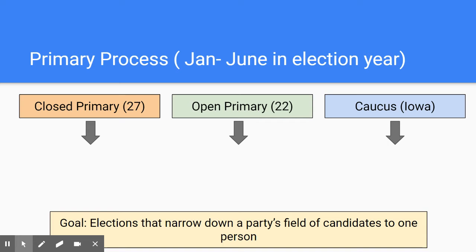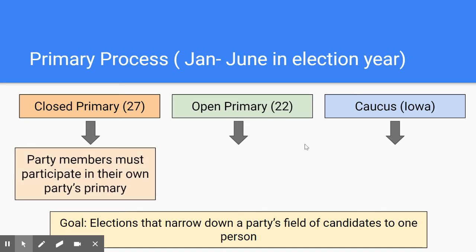So the goal was to narrow down a field so it's one for each party running against each other in November. 27 states have what's called a closed primary system, including Pennsylvania. This is when only registered party members can participate in their own party's primary. So only Democrats could vote in the Democratic primary, and only Republicans could vote in the Republican primary. In states that have a closed primary system, independents can't vote.